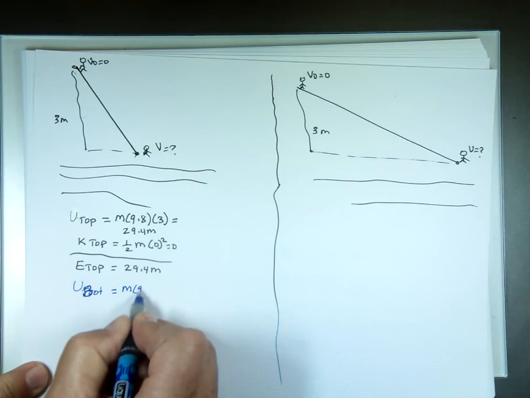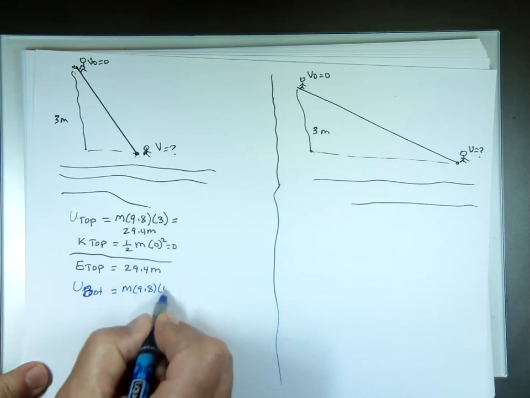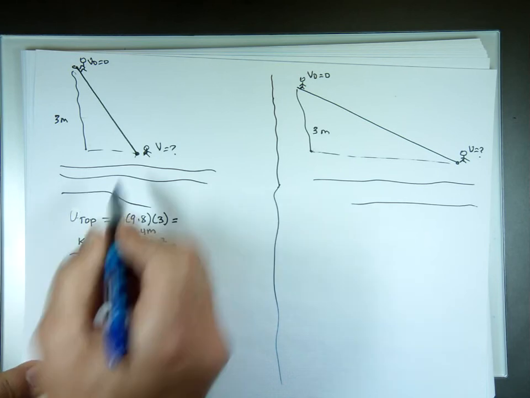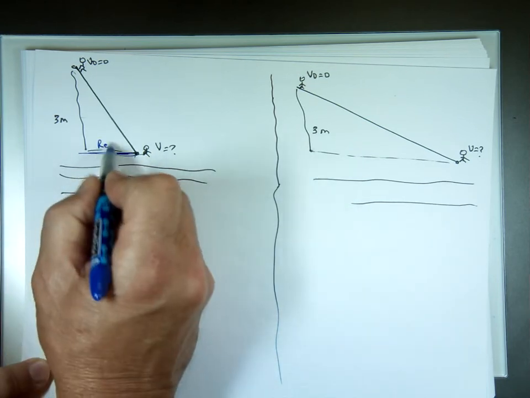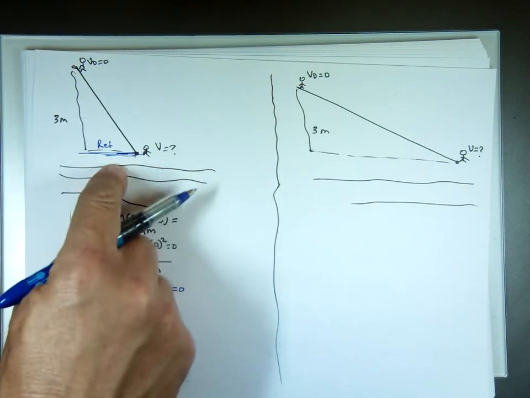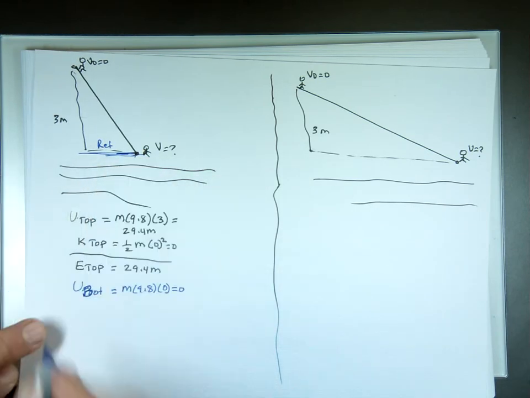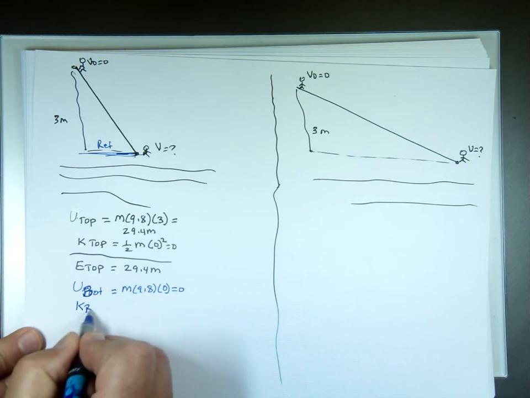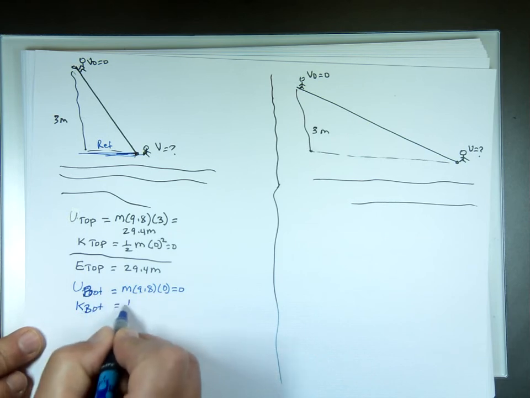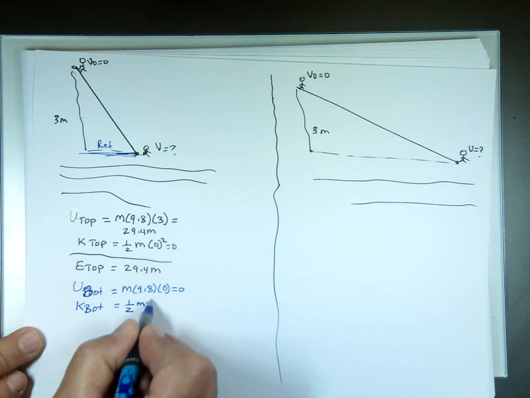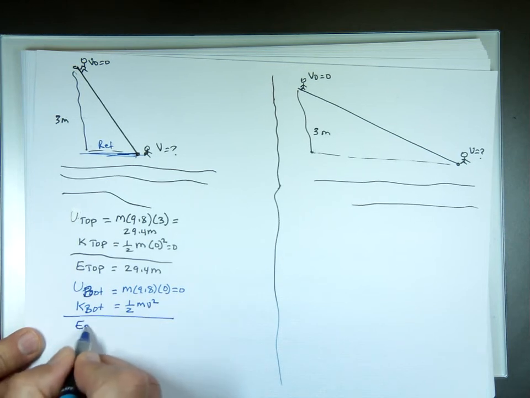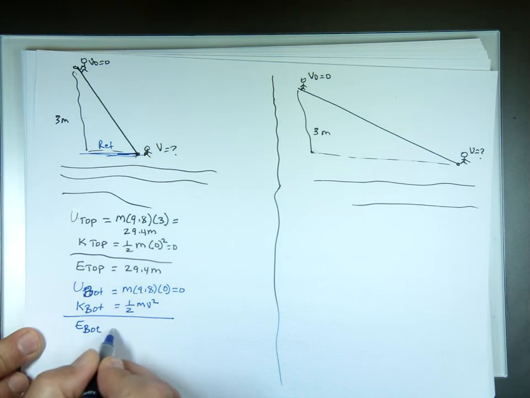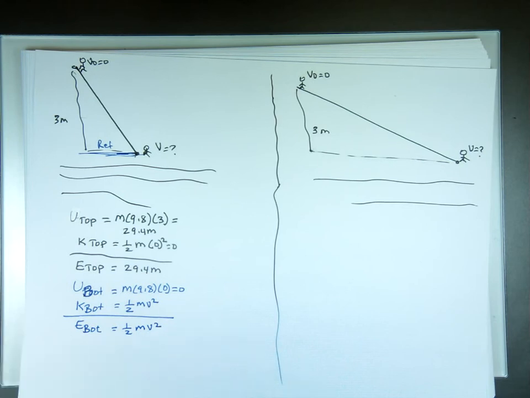Isn't the height 0? Because I'm using that edge here as reference. Otherwise, I have to know what the height of that is and use it for the potential here. What's my kinetic energy at the bottom? And what is the mechanical energy at the bottom? The sum of them. And what do we know about the sum on the top and the bottom? Isn't that the same?